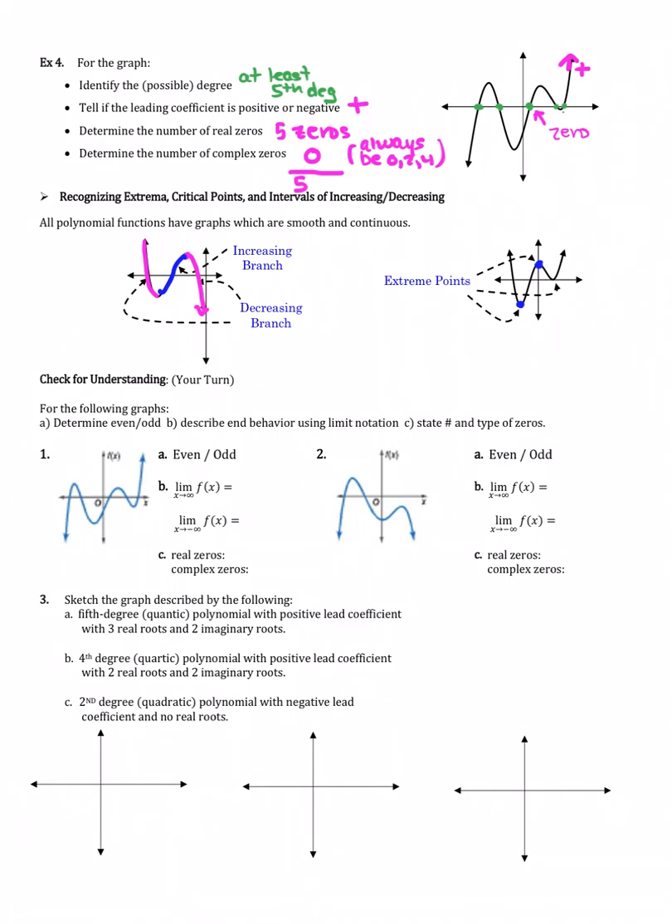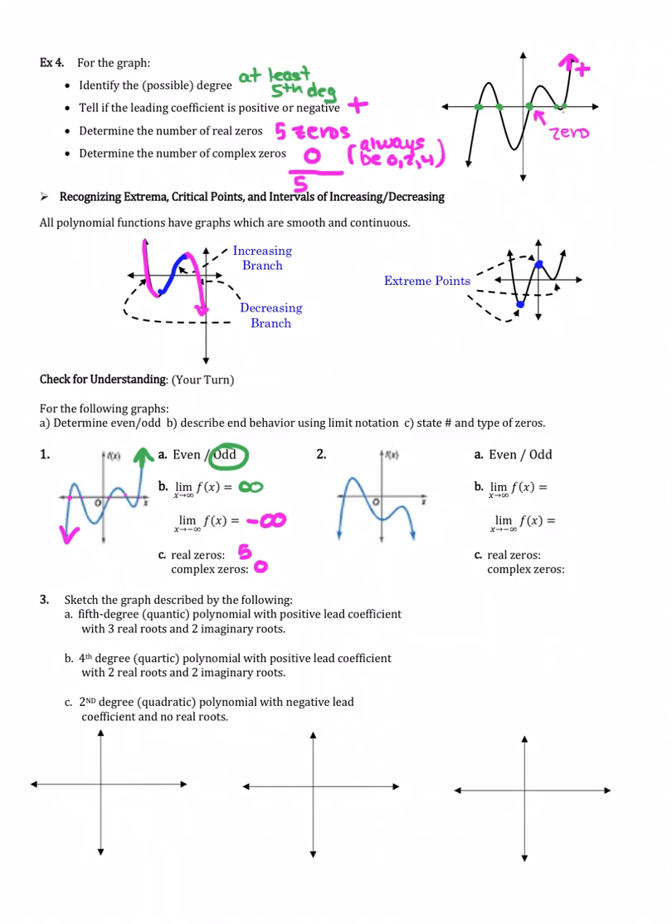So on number 1, we know it's odd because it's going in opposite directions. You are going to positive infinity at the end, and you are going to negative infinity at the beginning. You have 1, 2, 3, 4, 5 real zeros. It looks like there's no complex, so you had 4 turnarounds. So 5 plus 0 would add up to the 5 that one probably is at.